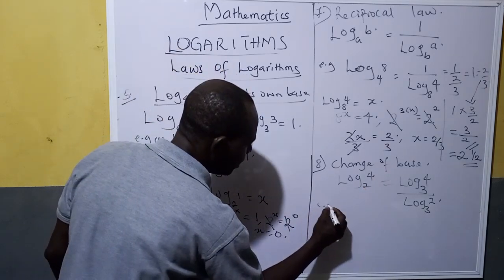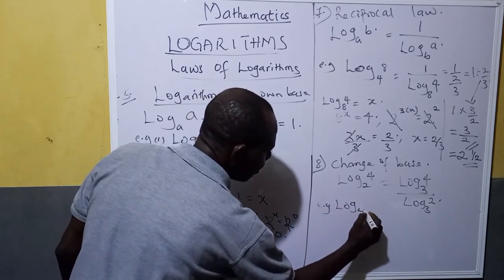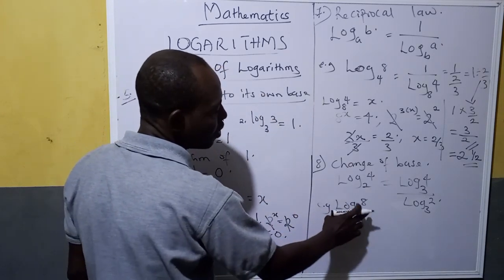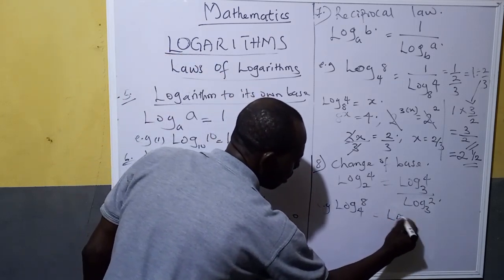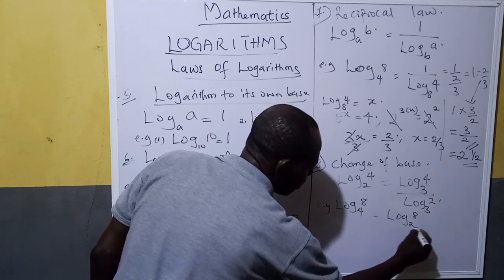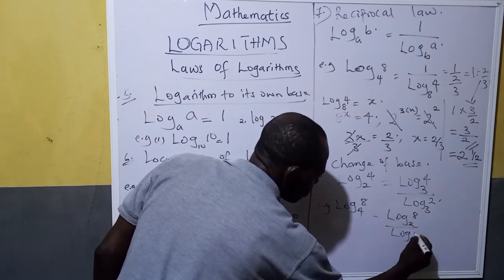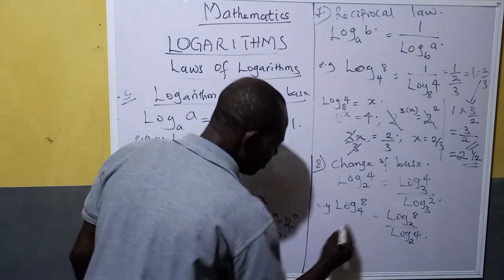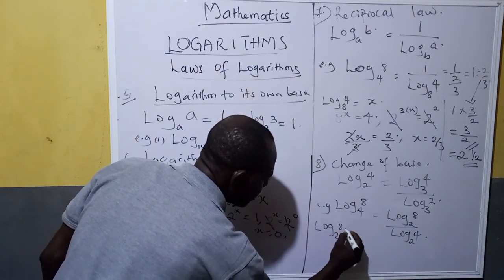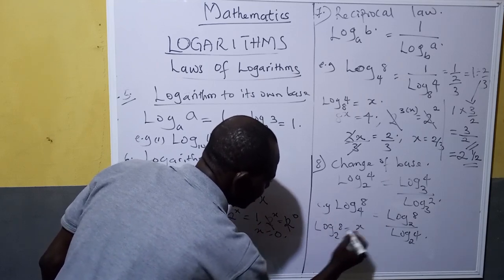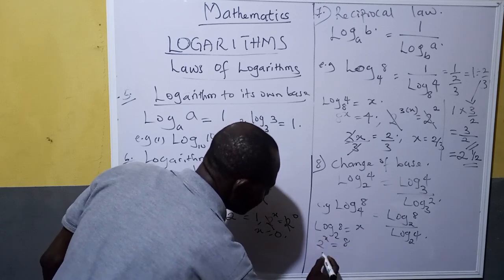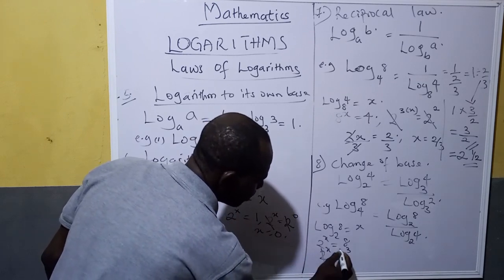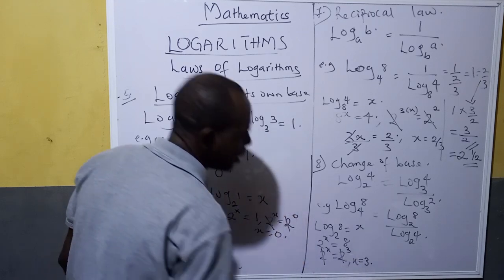Look at an example, if I have log 8 base 4. Now, I want to change this to base 2. This 4 now, I want to make it become base 2. Now it becomes log 8 base 2 all over log 4 base 2. Then these two, you can solve it further. Log 8 base 2 equals to x. Then these two interchange becomes 2^x equals to 8. Then 2^x equals to 2 power 3. 2 cancel 2, your x equals to 3.